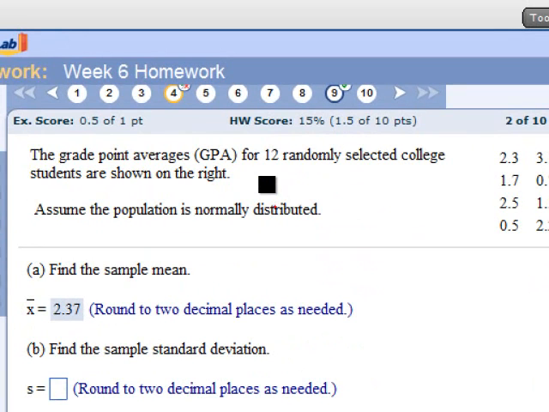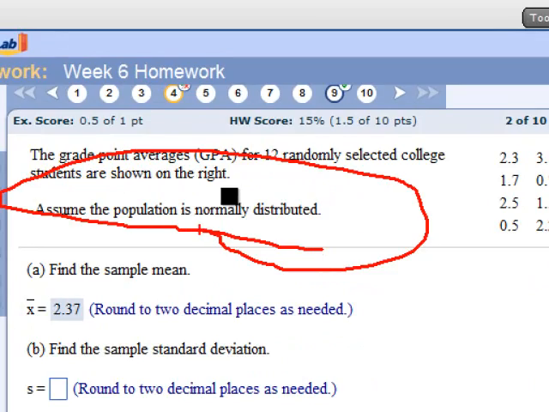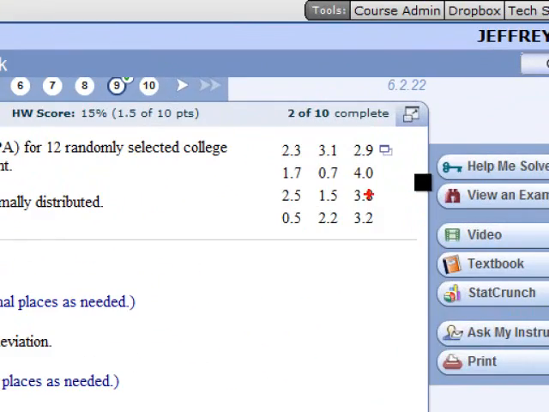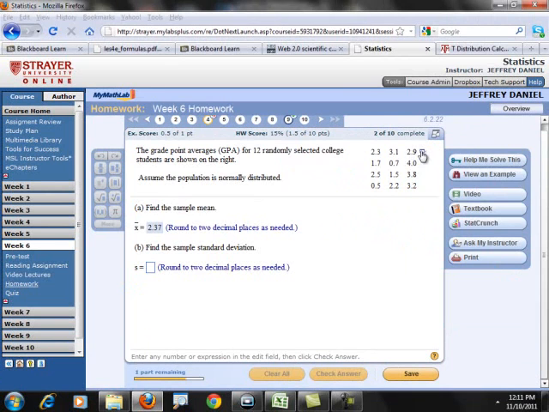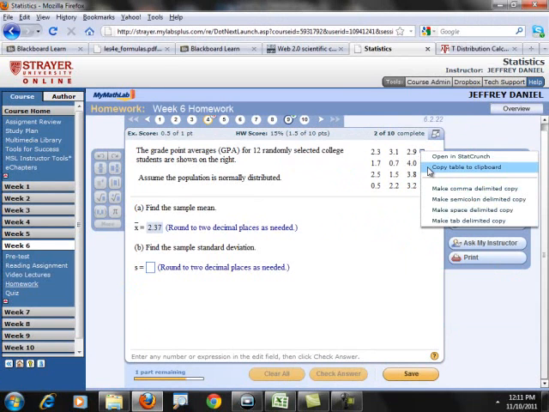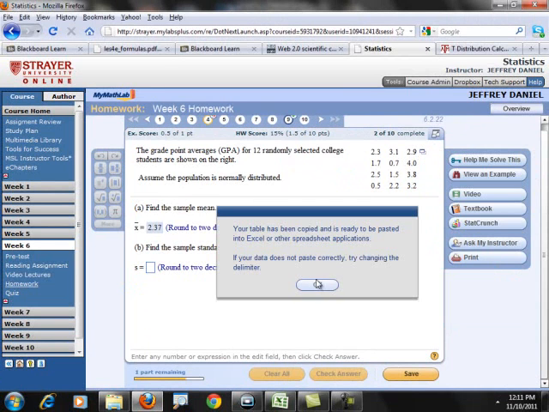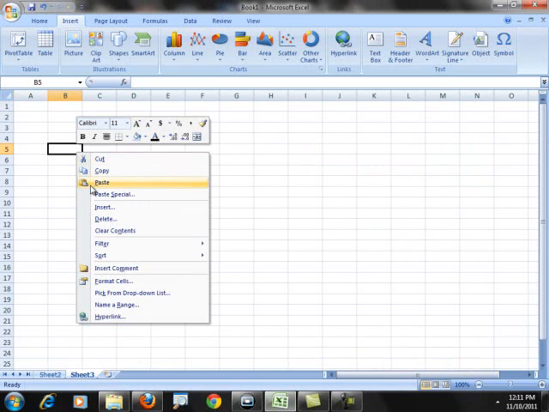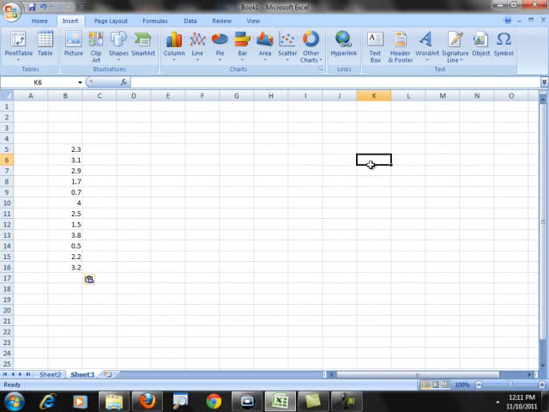So here's the GPA of the 12 randomly selected college students, and they tell us to assume the population is normally distributed. So the sample size is 12, but they tell us normal distribution. Assume normal. I want to direct your attention to this icon here. If you click that, it will open up the clipboard for you. The good thing about opening the clipboard is you can paste it to Excel really fast and not have to retype all that data. And then you can perform your calculations.